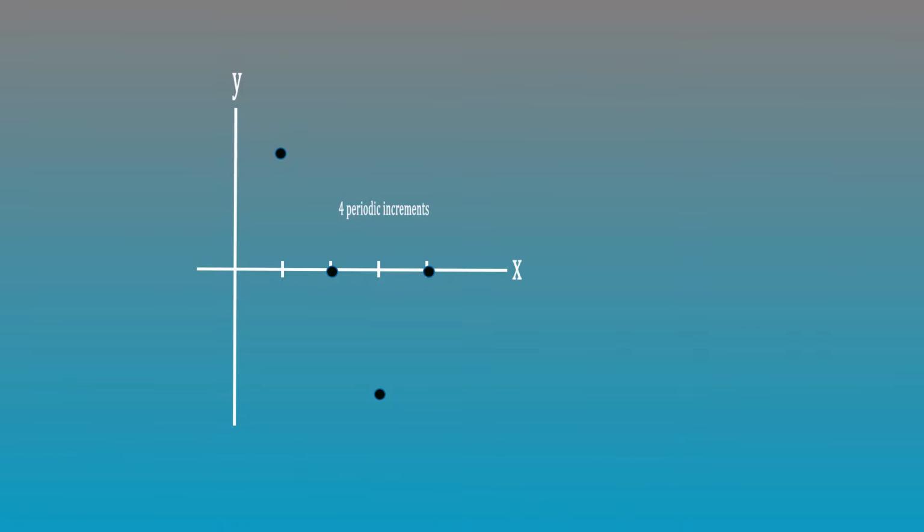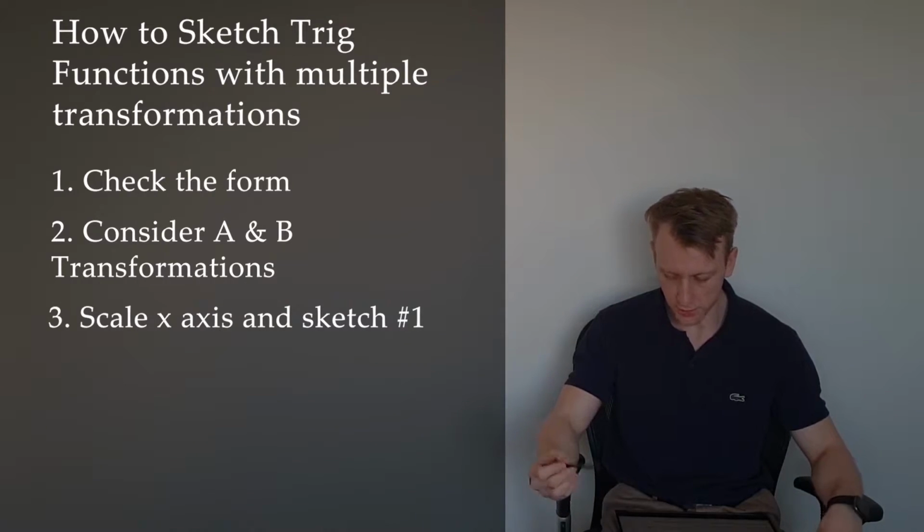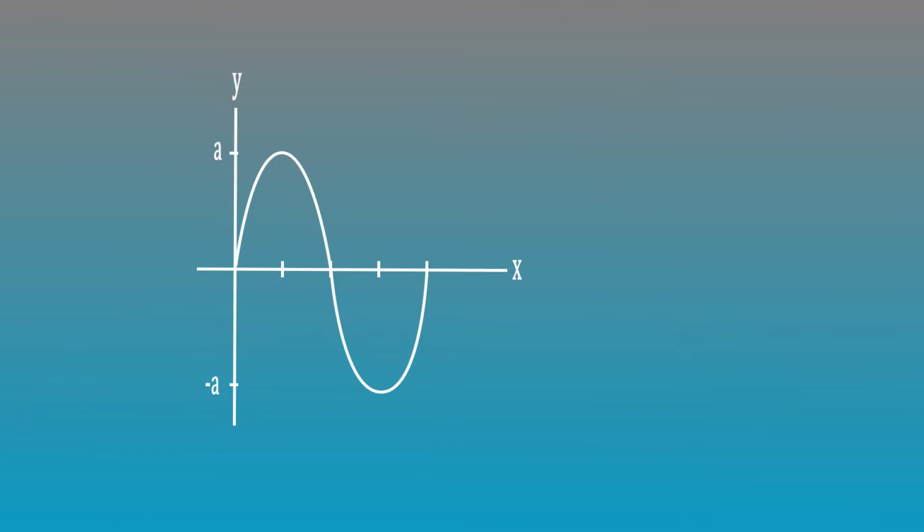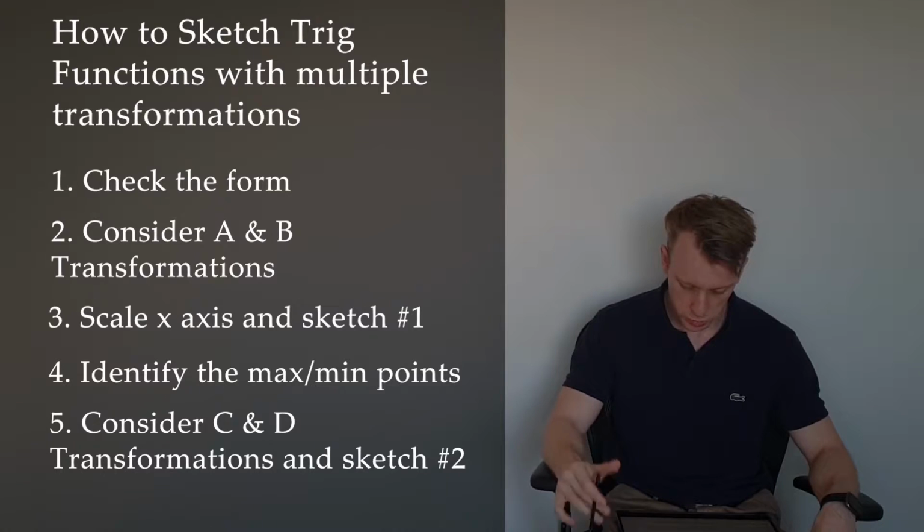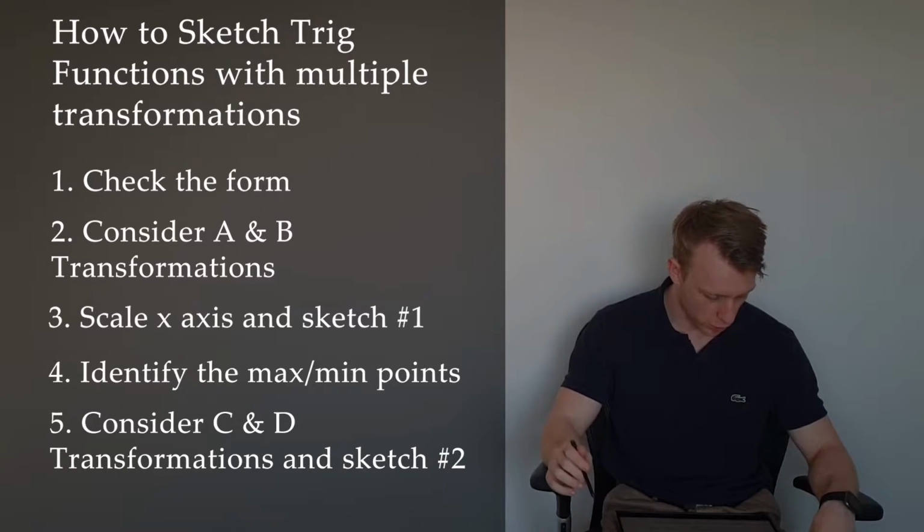Complete an initial sketch of the function by considering the transformations of A and B. Once completed this sketch, identify the maximum and the minimum points of the trigonometric function. After this, you consider the transformations of C and D. These parameters will shift the graph up, down, left, and right.